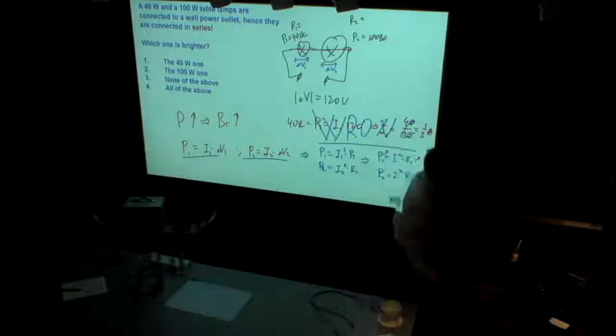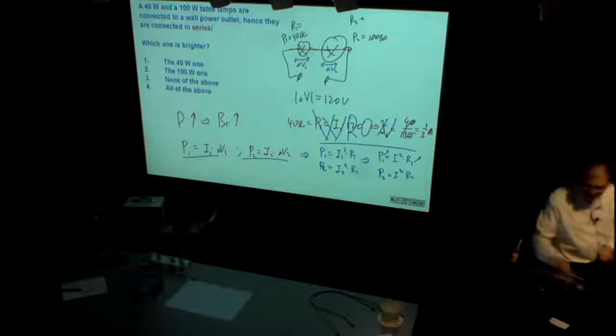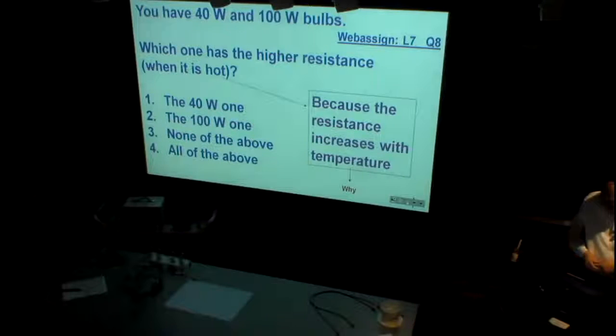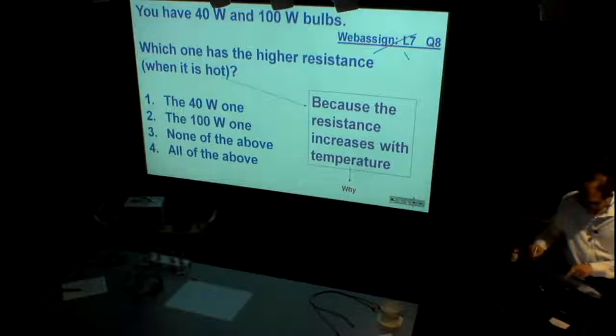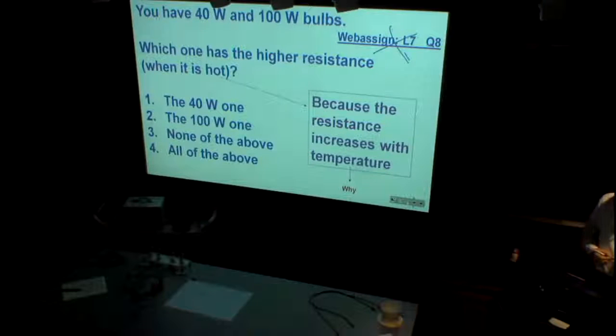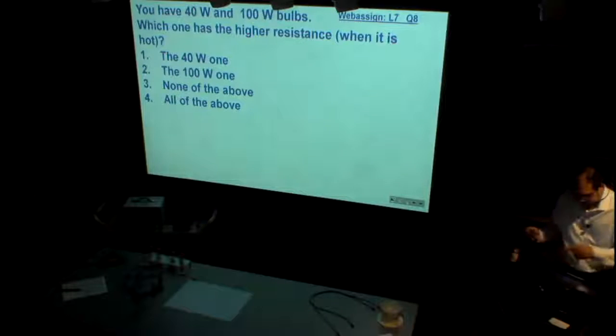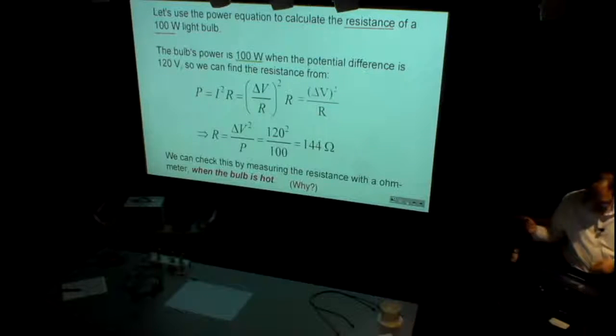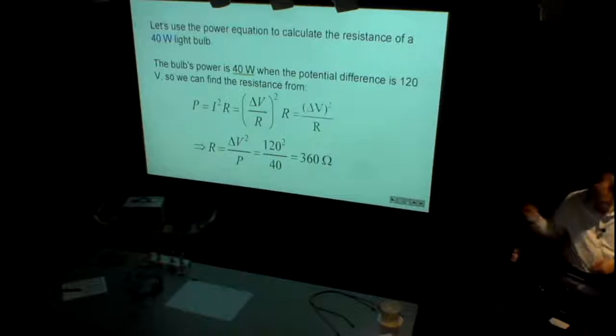We saw it because of the resistance, and we just answered this question. Which one has a higher resistance? This one, we have it found, we have it calculated. These are the numbers. This is for the 100 watt bulb. This is for the 40 watt bulb, 360.